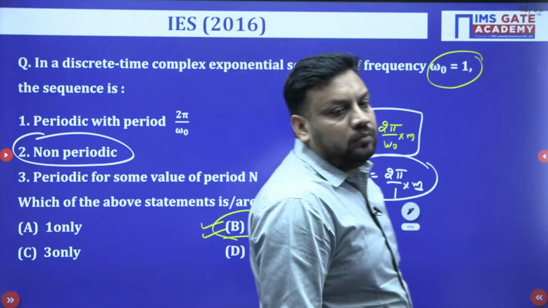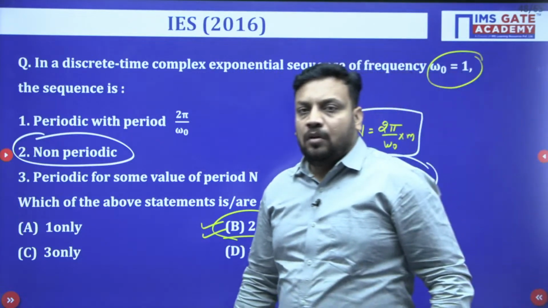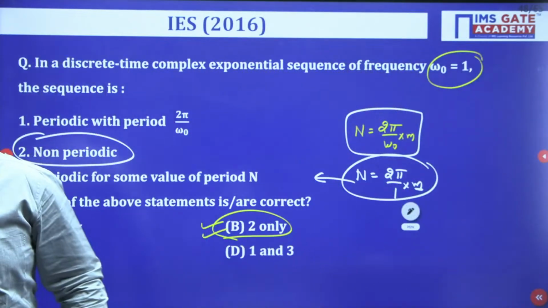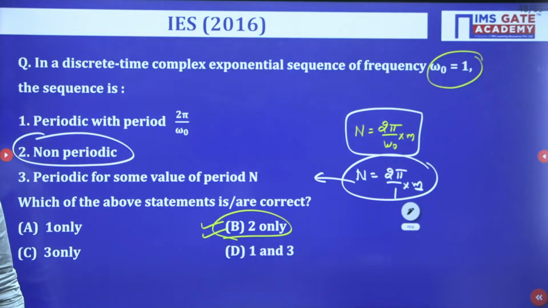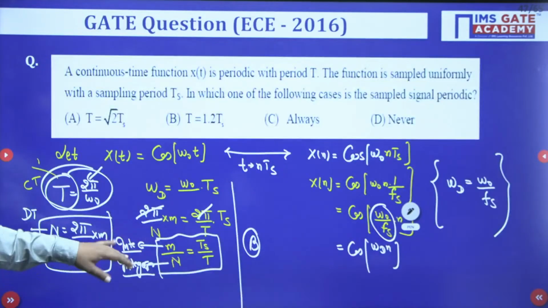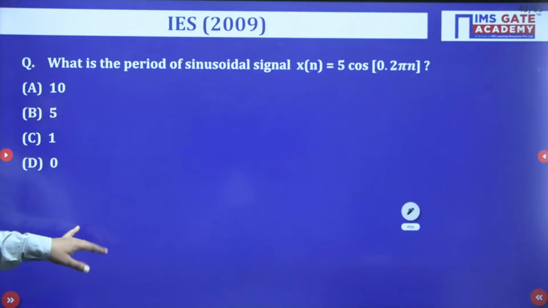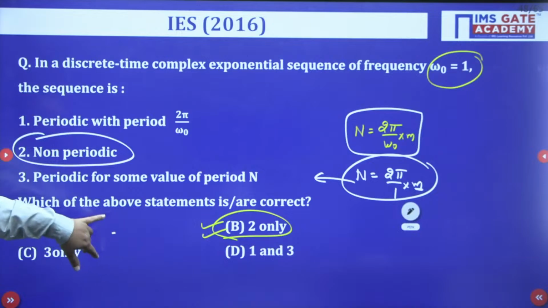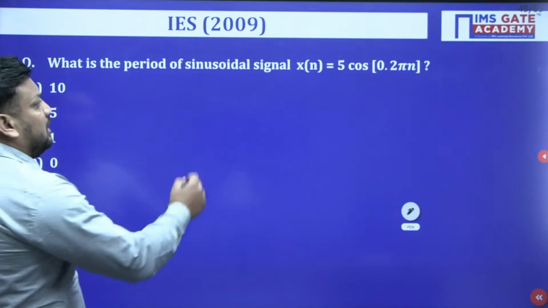All of you guys do reply. Shall we go for the next? So now here is the question, guys. Tell me what is the answer for this.